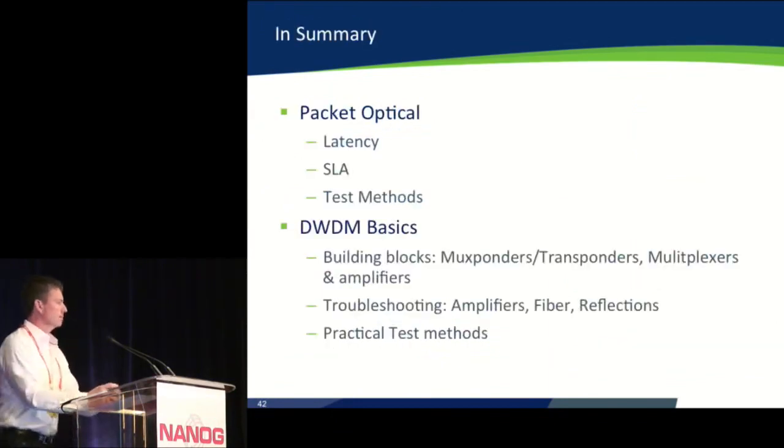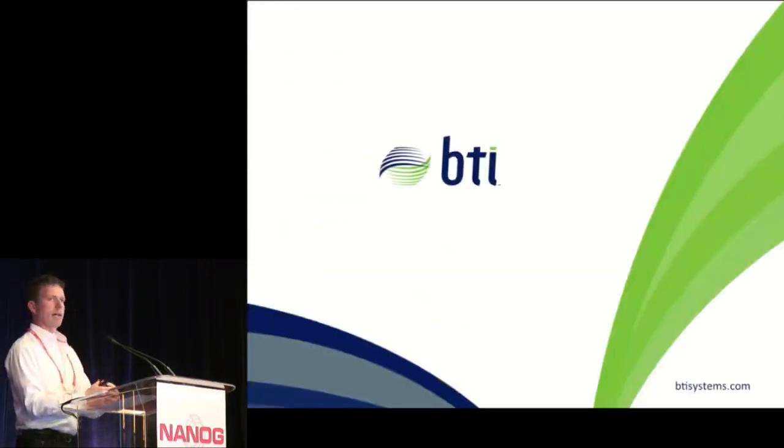So, in summary, we've talked about packet optical and carrier Ethernet and impacts of latency, how things are measured with your SLA, and the different test methods that can be implemented to ensure that the network is performing to the specs. And we've gone through DWDM basics, the building blocks, muxponders, transponders, add-drop muxes, and amplifiers. Some of the troubleshooting tricks that can be used and tools, and some of the test methods that we use at BTI. That's all I have. I'm open for questions if there are any.